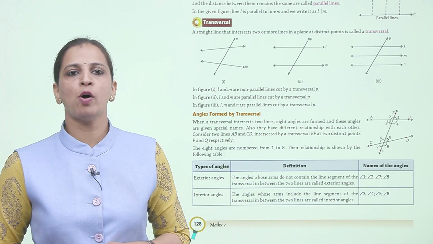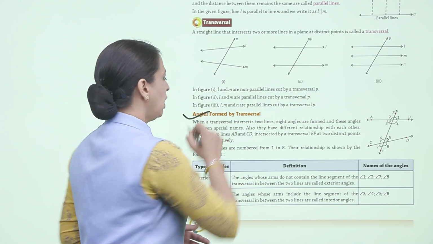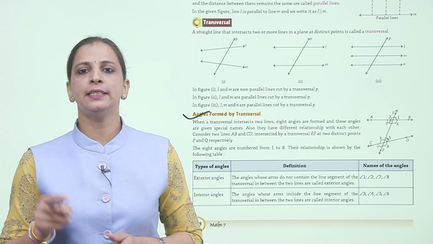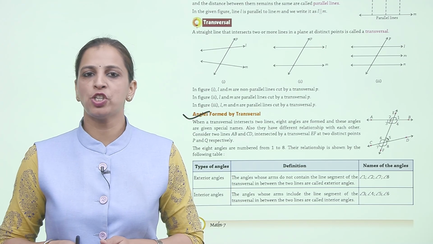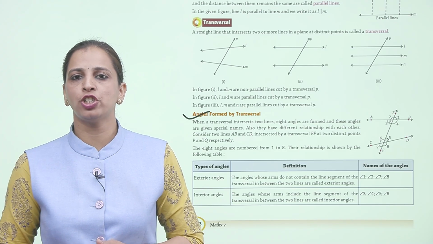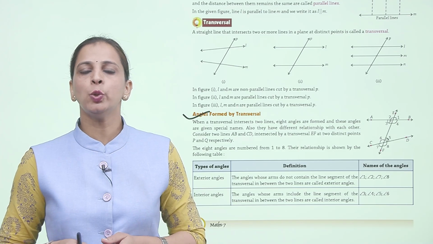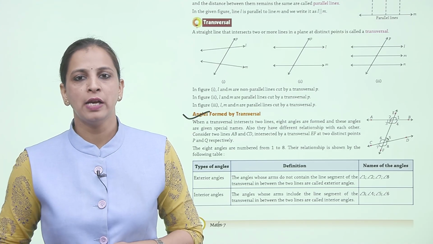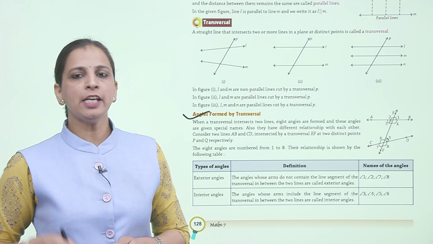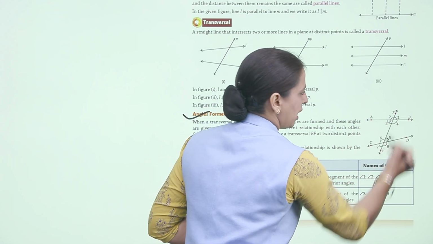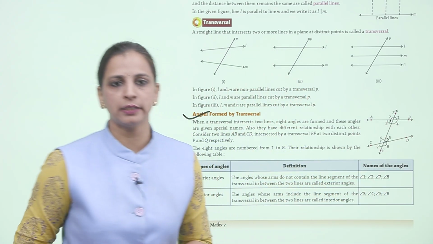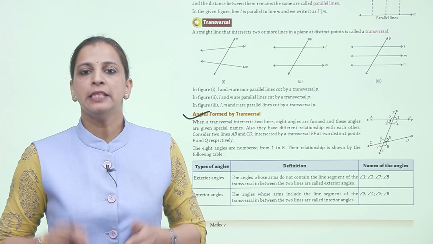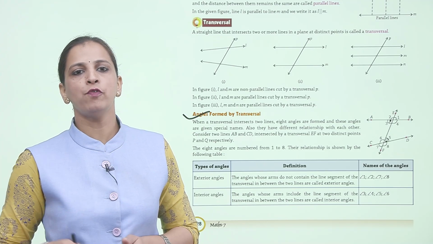Now, angles formed by transversal. When a transversal intersects two lines, 8 angles are formed and these angles are given special names. Also, they have different relationship with each other. Consider two lines AB and CD intersected by a transversal EF at two distinct points P and Q. AB, CD ये transverse है, P और Q पे वो intersect करती है. The 8 angles are numbered from 1 to 8. Their relationship is shown by the following table.